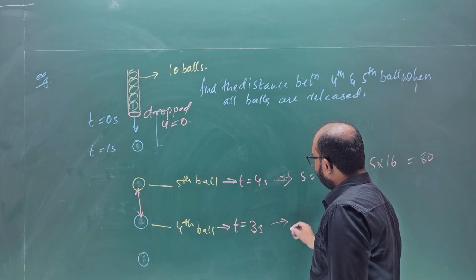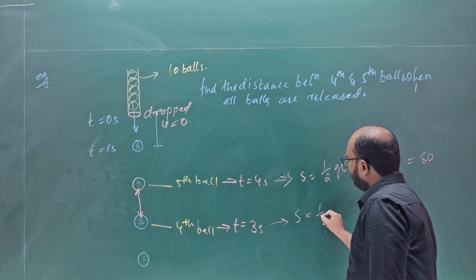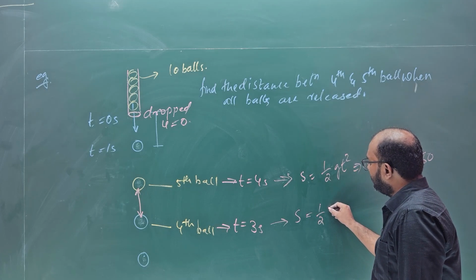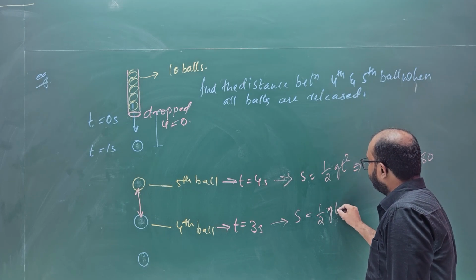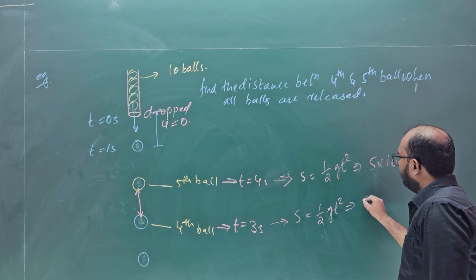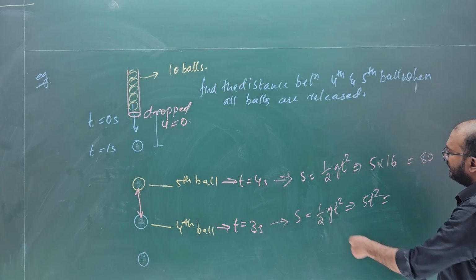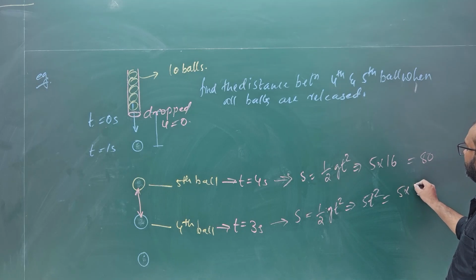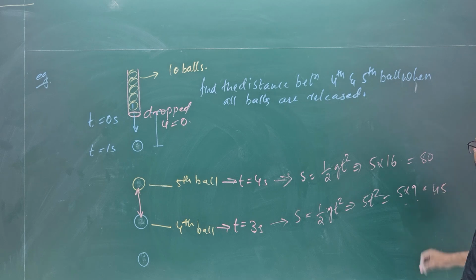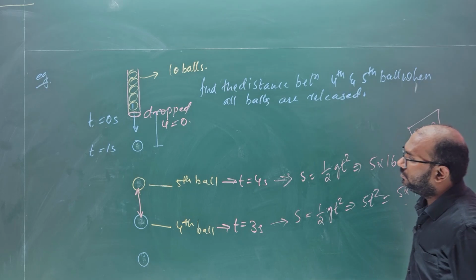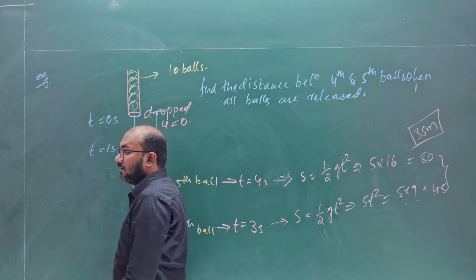Over here if I substitute the same thing, s equals ut plus half gt squared, initial velocity for this is also 0, so this can be written as 5t squared. The t value over here is 3, so 3 squared is 9. How much? 45. 80 minus 45, that is the difference, 35 meters. What is the difference between the two balls, that is fourth and fifth ball? 35.